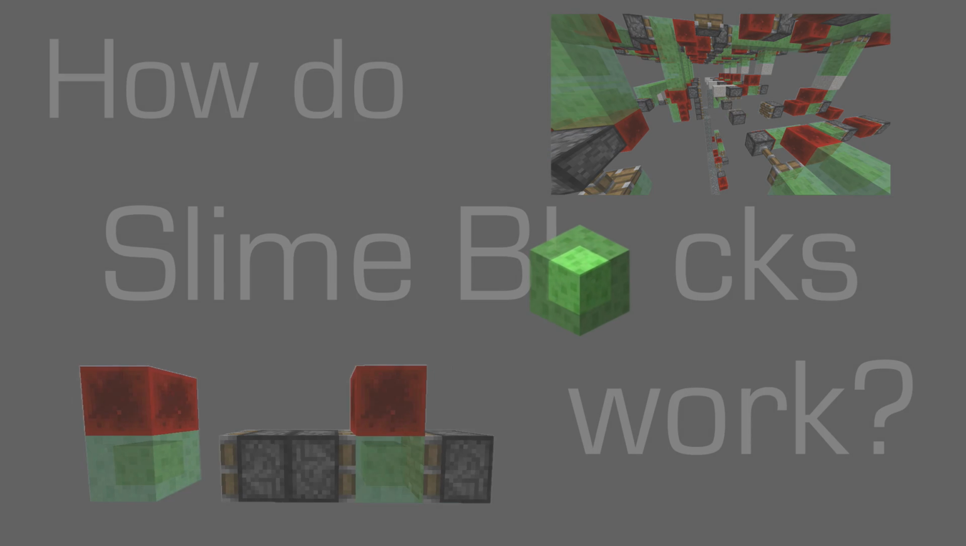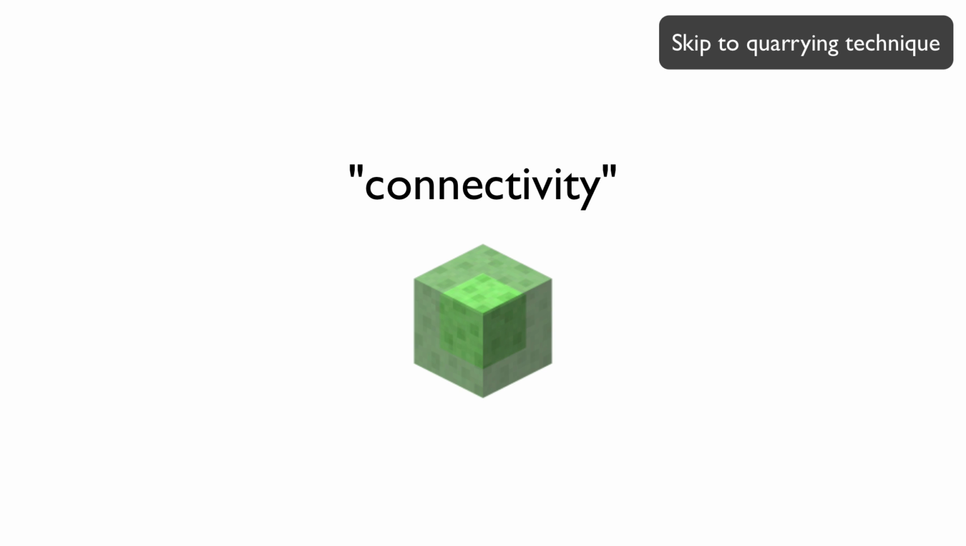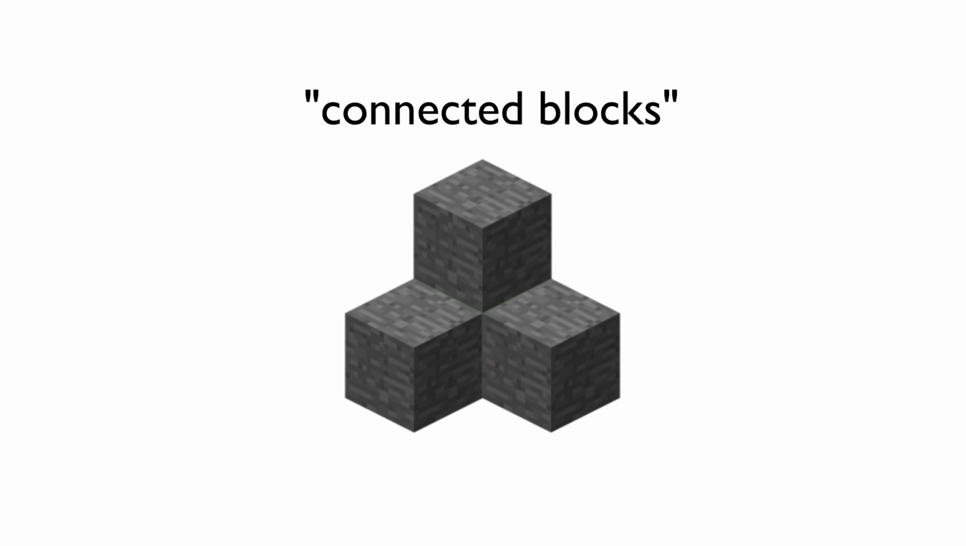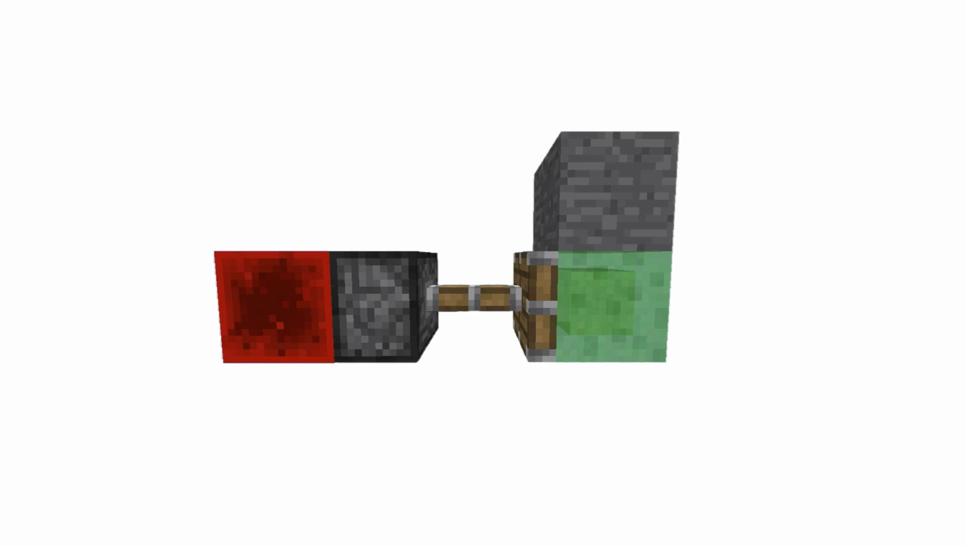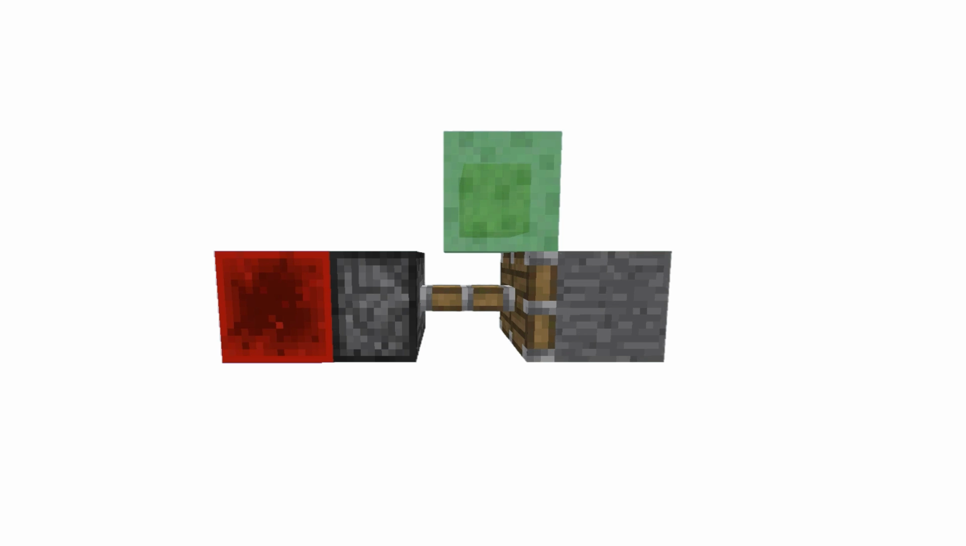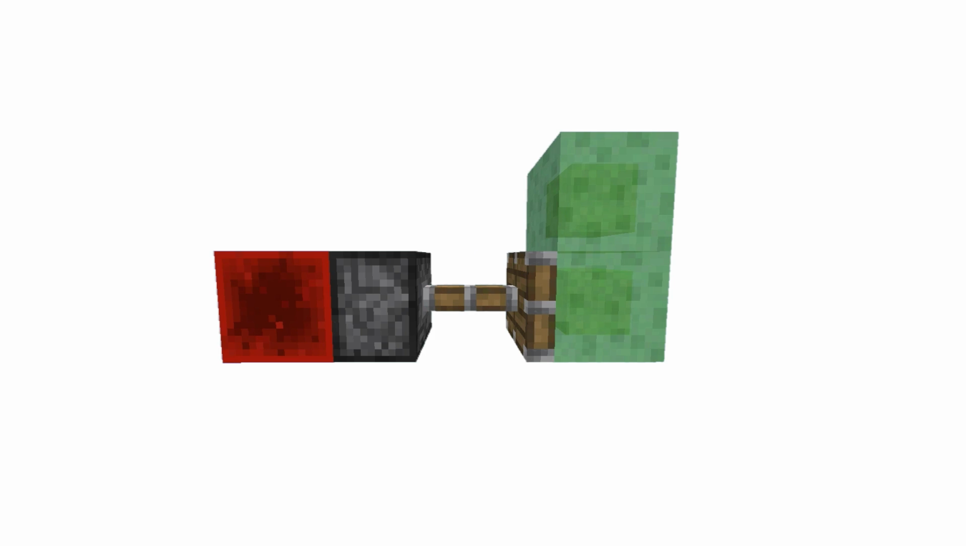So, let's get started. Slime blocks have this really interesting property of connecting to the blocks around them. Some blocks which come into contact with the face of a slime block are classed as connected blocks. When a block is connected to a slime block, it will move wherever the slime block moves. However, on the contrary, the slime block will not move wherever the connected block moves. That is, unless the connected block is also a slime block. This ultimately means that we can move multiple blocks at once with only one piston.